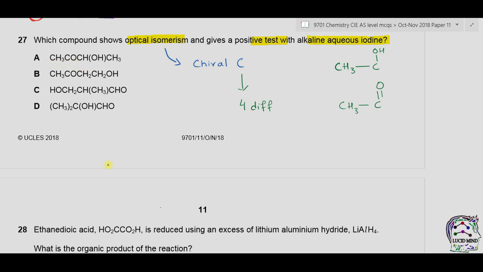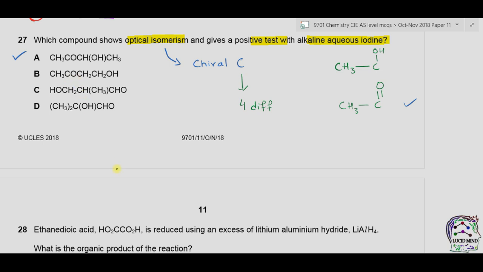In A we have CH3, C double bond O, CH, OH, CH3. As we can see, this carbon is attached to 1 hydrogen atom, 1 OH, 1 CH3 and 1 of this group. So this carbon is chiral, and it will give optical isomerism. We can also see that CH3 is attached to the carbonyl carbon. So this will also give a positive test with alkaline aqueous iodine. So A is the correct option.